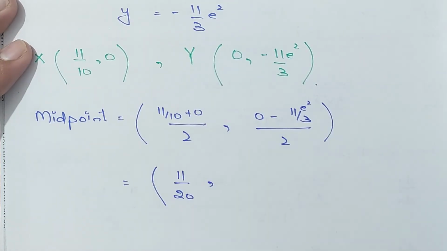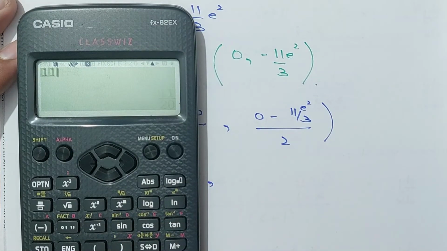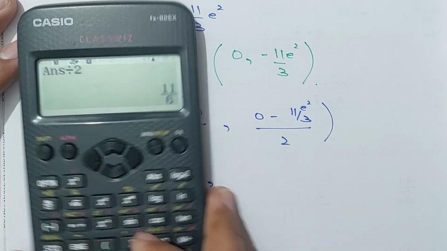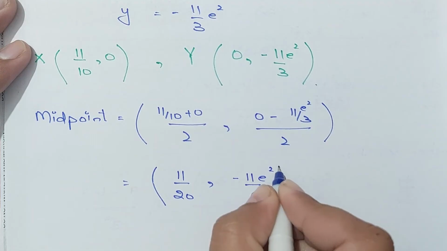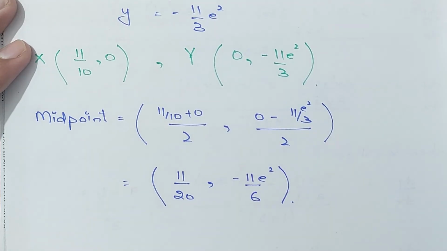Okay, and this is 11 by 3 divided by 2, which is minus 11e square over 6. These are the exact coordinates of the midpoints of XY.